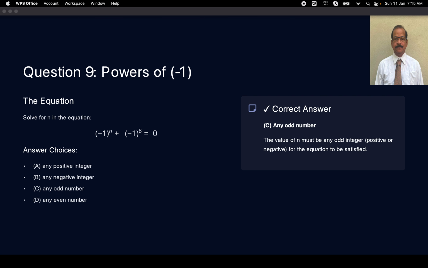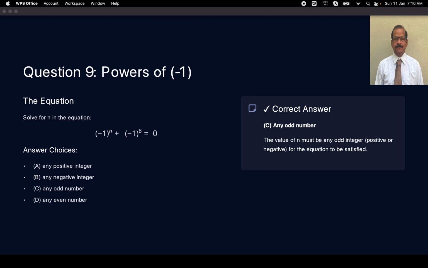Let us see how the question incorporates that concept here. The question is: solve for n in the equation (-1)^n + (-1)^8 = 0. Answer choices given are: n can be any positive integer, any negative integer, any odd number, any even number. Here the answer is any odd number. That is correct, option C.